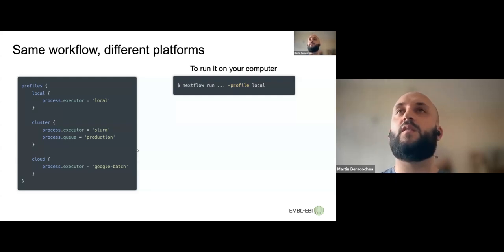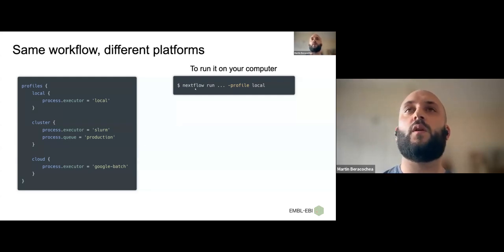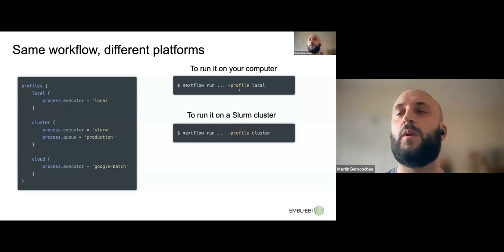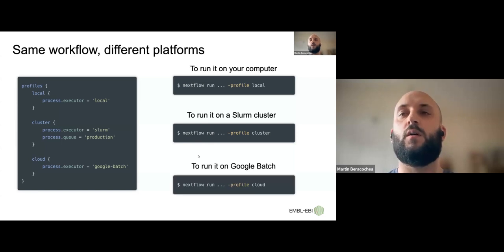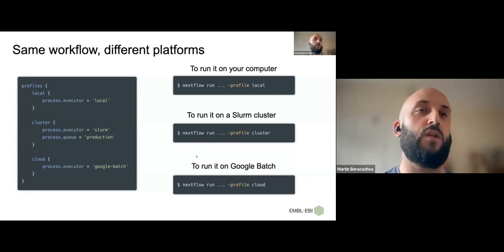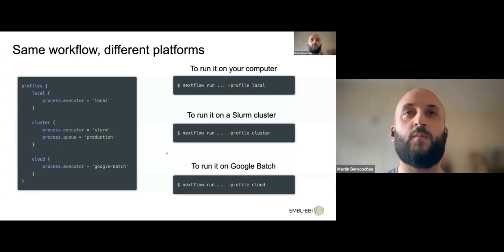So I was saying basically, and this is how you execute that. You run Nextflow, you point it to your workflow, and then you say, okay, run this using the profile local to run it on your laptop, profile cluster if you want to run it on that particular Slurm cluster, or cloud if you want to use the Google Batch executor there.